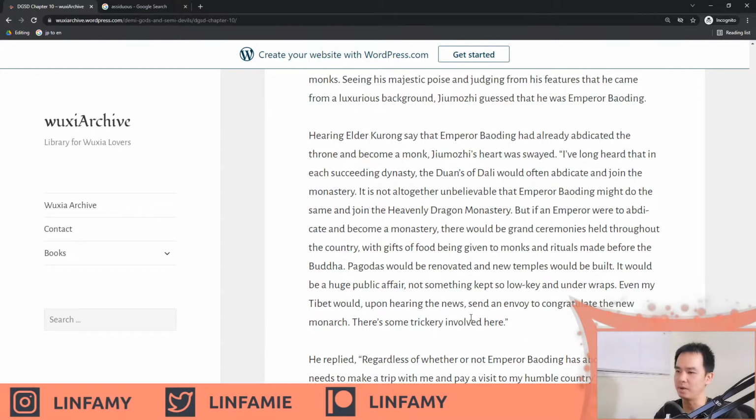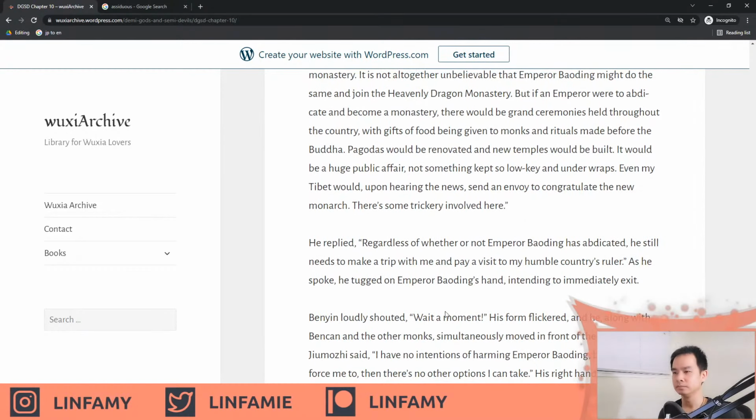Even my Tibet, upon hearing the news, would send an envoy to congratulate the new monarch. There's some trickery involved here. He replied, regardless of whether or not Emperor Baoding has abdicated, he still needs to make a trip with me and pay a visit to my humble country's ruler. As he spoke, he tugged on Emperor Baoding's hand, intending to immediately exit.